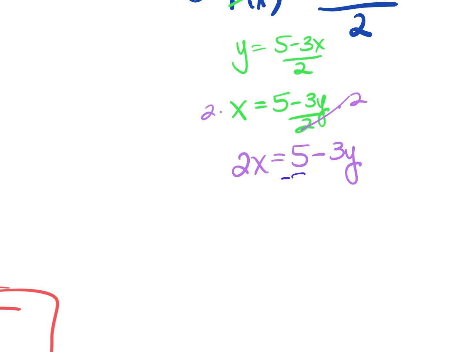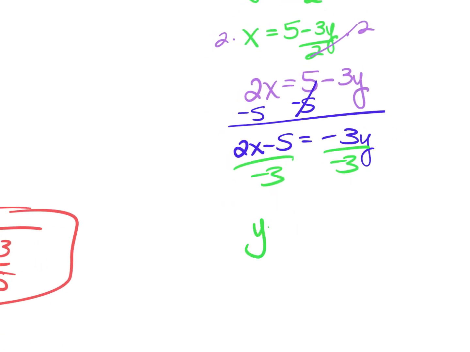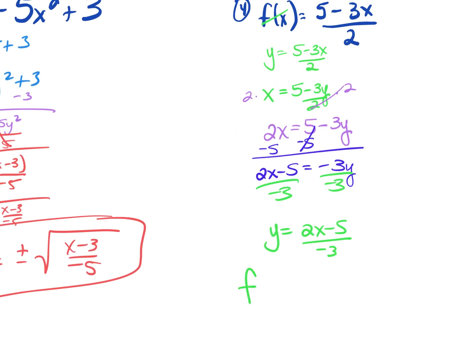I'm now going to subtract 5 from both sides. So 2x minus 5 equals negative 3y. And then lastly, we're going to divide by negative 3. So I end up with y equals 2x minus 5 divided by negative 3. And again, we have to make sure, guys, that we write in our function notation. So f inverse of x equals 2x minus 5 divided by negative 3.